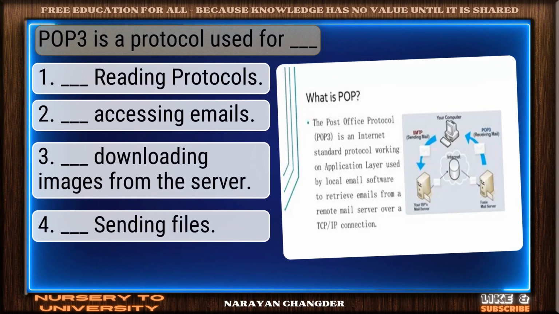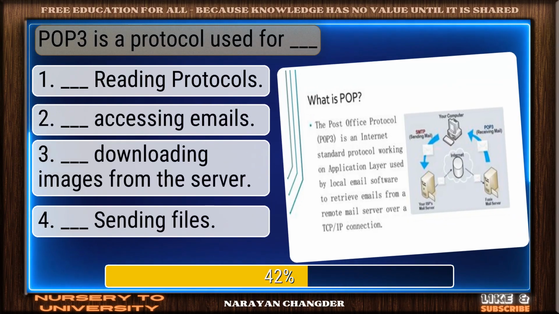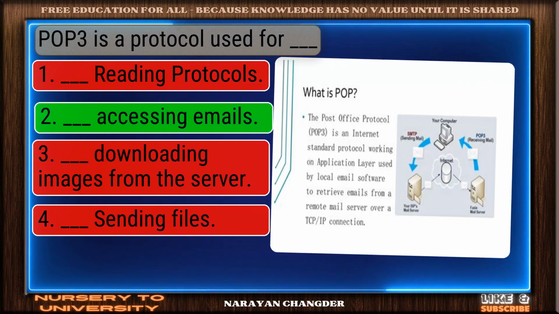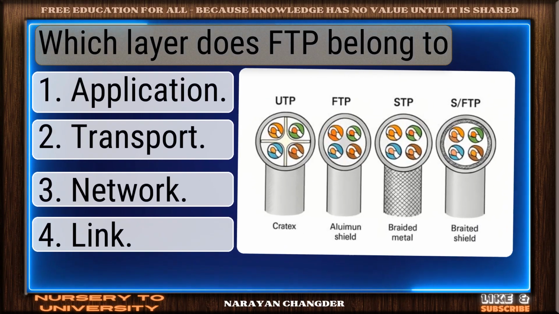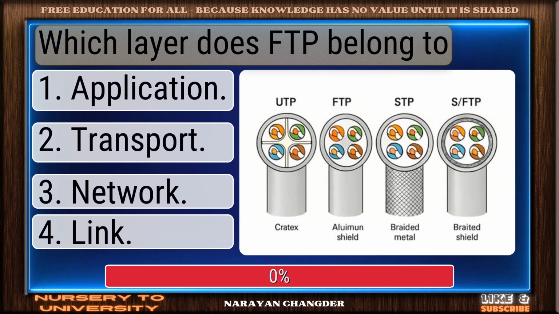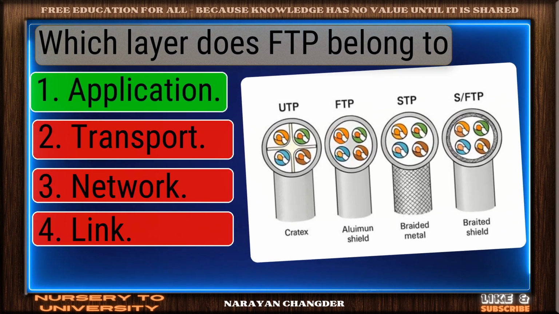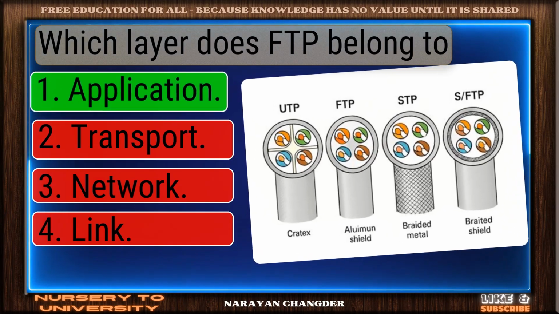Question number 68. POP3 is a protocol used for dash. Strong choice. Accessing emails is the right answer. Question number 69. Which layer does FTP belong to? Nice selection. Application is the correct and valid answer.